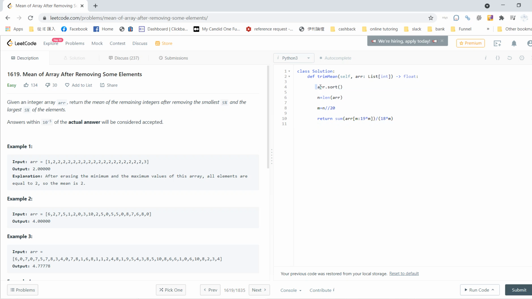So first we sort the array, and then we calculate the length, and then we divide to get m. Then we take the slice from m to 19m, sum it, and divide it by 18m. Okay, so that's the proof. Okay, so let's do submit.